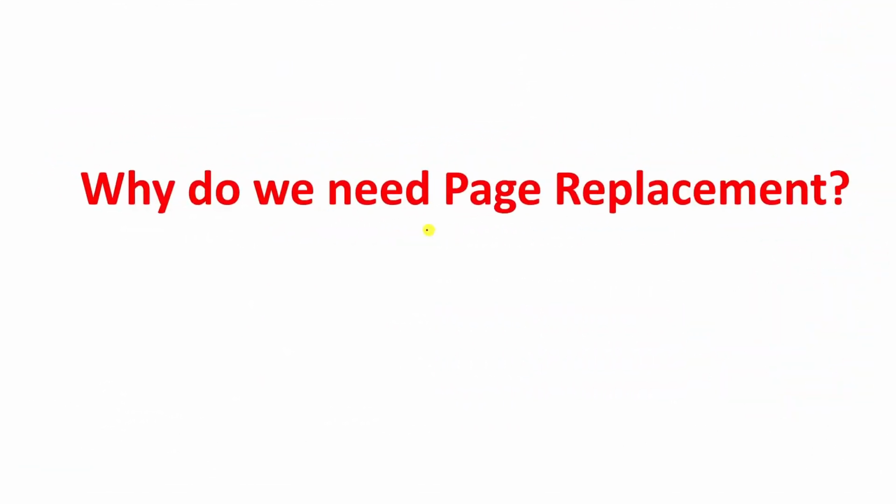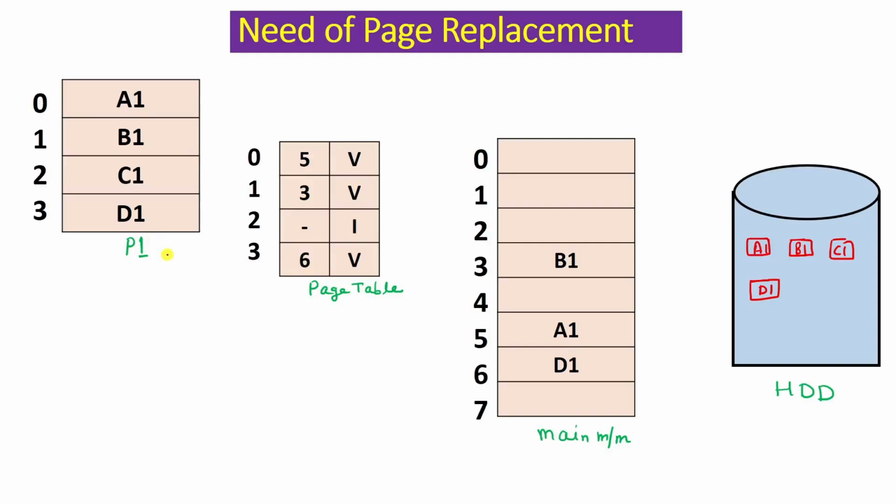So the very first question is, why do we need page replacement? Let's understand this with the help of an example. Let's say we have a process P1 having 4 pages, and we have this main memory having 8 frames in total, and we have this hard disk. This process P1 is here inside the hard disk, or you can say this is the program. And this is the page table which shows the mapping between the pages of P1 and the main memory. Only 3 pages are present inside the main memory, as you can see in this table, and page number 2 is not loaded inside the main memory.